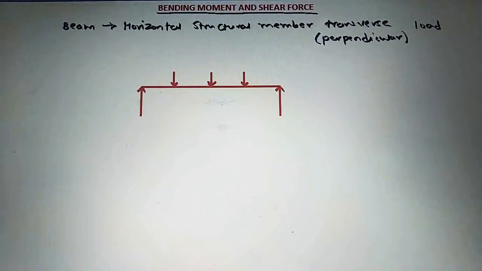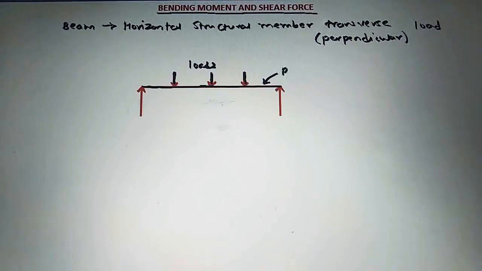Now see this figure here. This figure shows this is the horizontal structural member which is subjected to these transverse or perpendicular loads here. So these are transverse or perpendicular loads which are acting on this horizontal structural member.